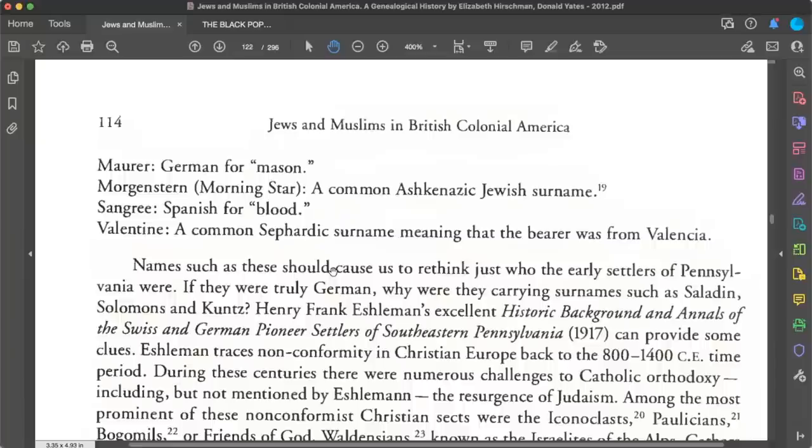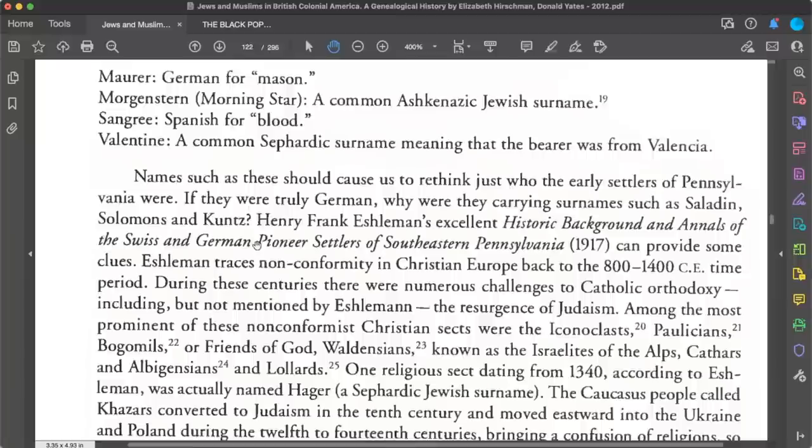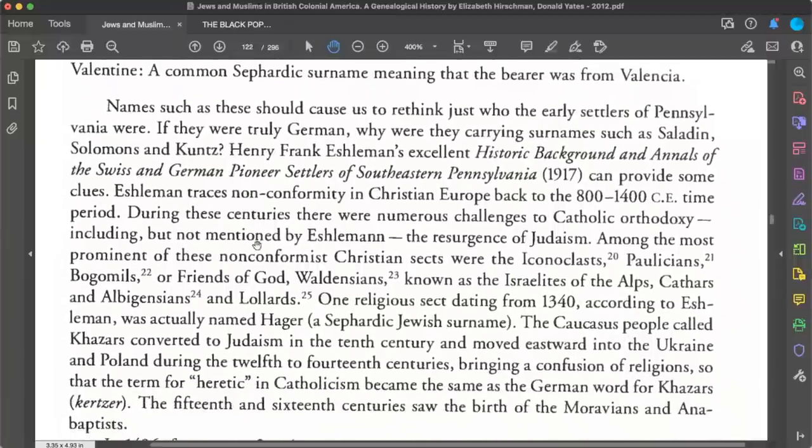Slangry, Spanish for blood. Valentin, a common Sephardic surname, meaning that the bearer was from Valencia. Valentine, Valencia. Names such as these should cause us to rethink just who the early settlers of Pennsylvania were. If they were truly German, why were they carrying surnames such as Saladin, Solomons, and Kuntz?